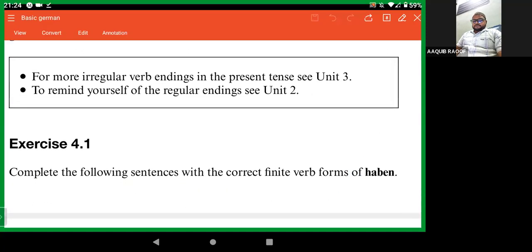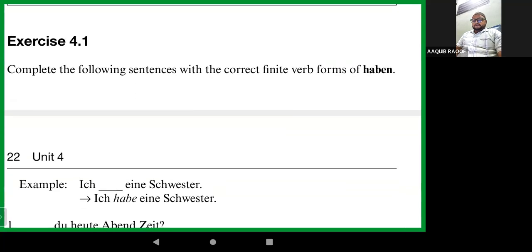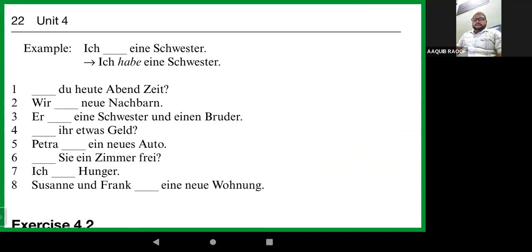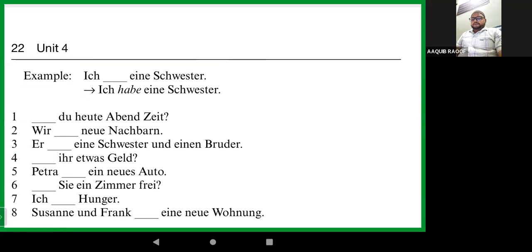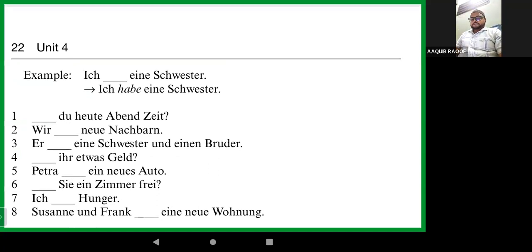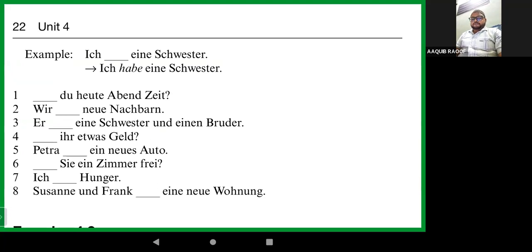Now, here are some exercises. I will ask, and you will just quickly write in the chat box, okay? Or you can speak. First look at the first example, then you will tell me what we use here. Example: ich, dash, eine Schwester. Ich habe eine Schwester. I have a sister. Now, du heute Abend Zeit. Du is you, heute today, Abend evening, Zeit is time. Do you have time today? What do we use here?